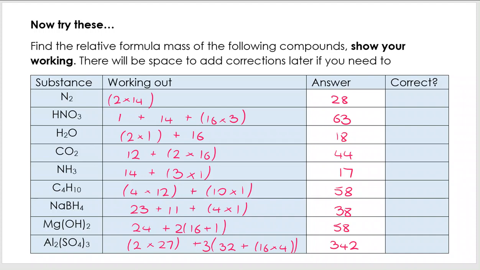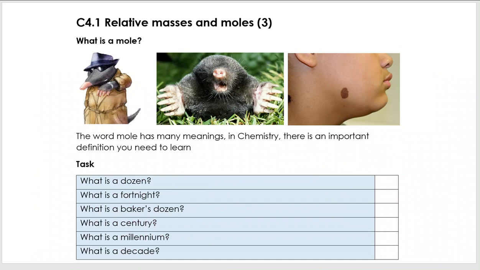So we're now ready to introduce the concept of the mole. And to introduce it, I'm going to start with some very straightforward questions. Have a go at these and see how you do. So a dozen is 12, a fortnight is 14 days or 2 weeks, a baker's dozen is 13, a century would talk about 100, a millennium would be 1,000, and a decade would be 10.